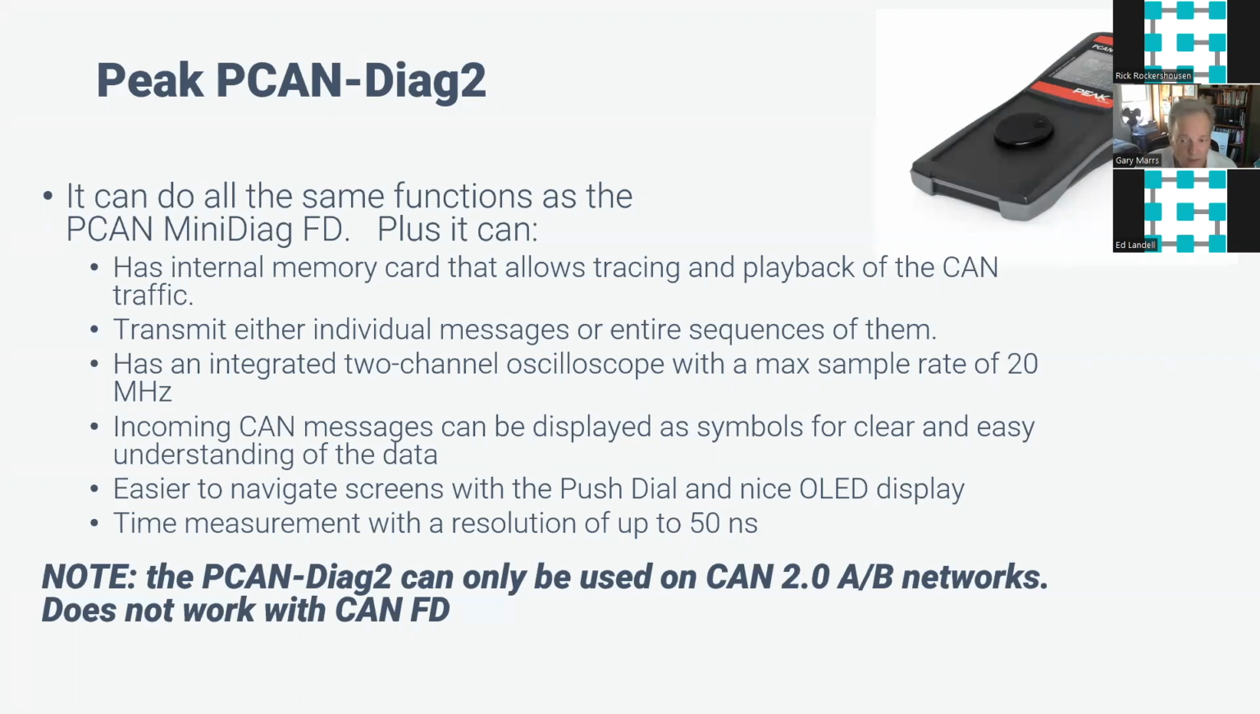What's really cool is it has an integrated 2-channel oscilloscope. It has a max sample rate of 20 megahertz. And you can use triggers on those scope signals, such as a CAN ID, to capture scope traces of just what you're interested in. The only negative here is that the PCAN-Diag 2 does not work on CAN FD networks and has a list price of under $1,000. So it's still pretty affordable.